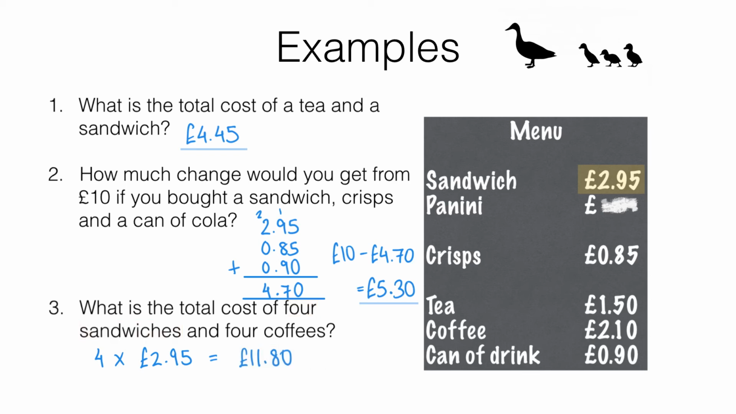Now, what is the cost of 4 coffees? Well, that's 4 multiplied by £2.10. And that's one I can do in my head. That will work out to be £8.40. Now, when I add those together, I get a total of £20 and 20 pence.